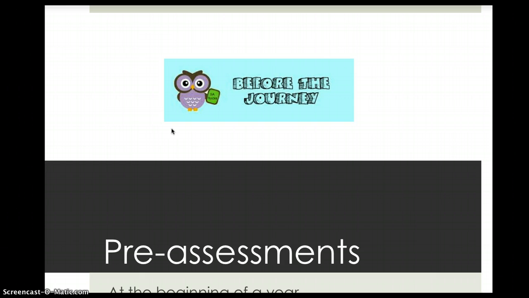For this week, I wanted to focus on pre-assessments, particularly at the beginning of the year. Pre-assessments can be used at the beginning of a unit throughout the year, and they could also be used at the beginning of the year. I'm going to address the beginning of the unit a little bit at the end, but I'd like to speak a little bit to what I feel is the tremendous value of pre-assessing our students at the beginning of the year. So what is a pre-assessment in the beginning of the year? What would it entail?